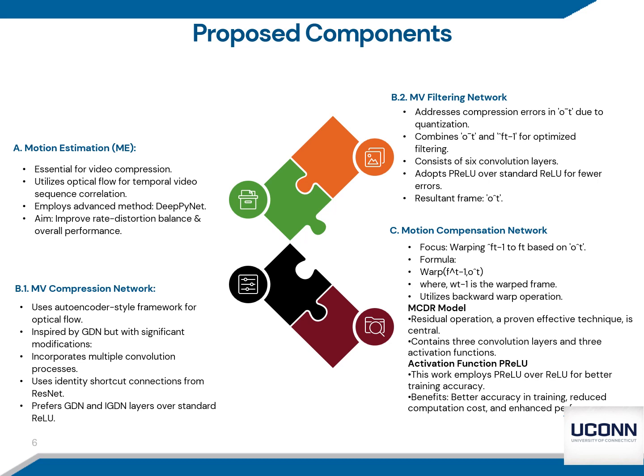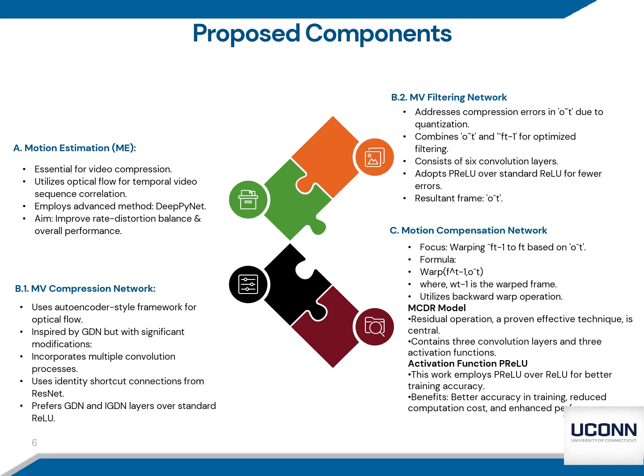Okay, this is the proposed components of our network. We use different components, for example, motion estimation. This component captures motion information between video frames for efficient compression. Then MVCN, that is the motion vector compression network, encodes motion vectors leveraging deep learning for improved efficiency. Then the motion vector filtering network refines motion vectors to reduce compression errors and enhance frame prediction quality.